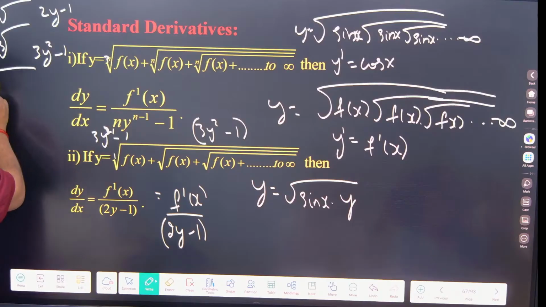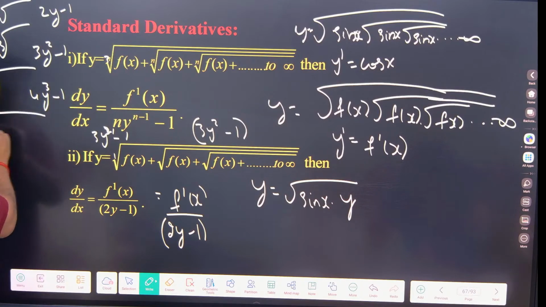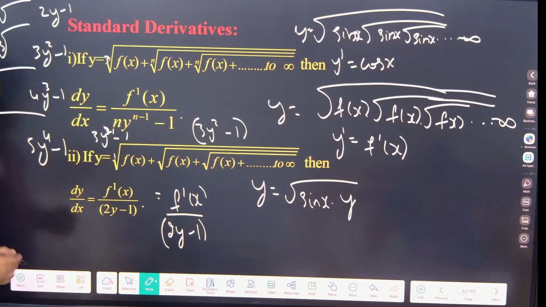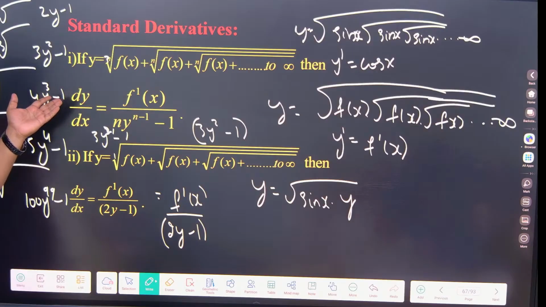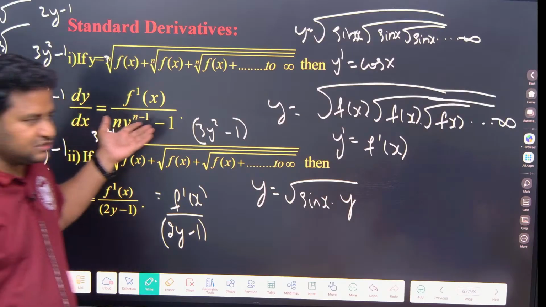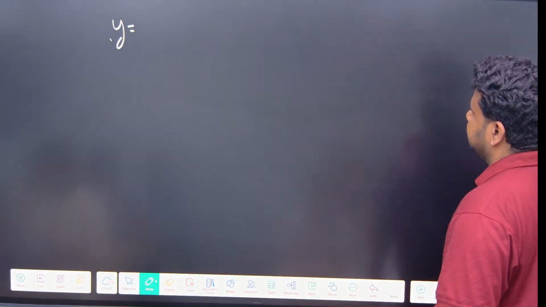If they give fourth root, what will you write? 4y, and 4 minus 1 is 3. If they give fifth root, 5y, 5 minus 1 is 4. If they give 100th root also, you write 100y, 99, minus 1. This is in the denominator. The numerator is just f dash of x. Clear? Okay, got it.